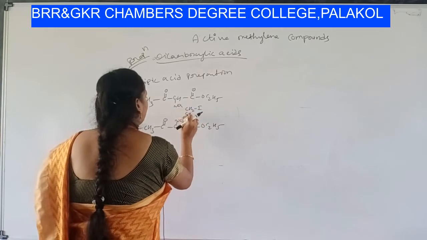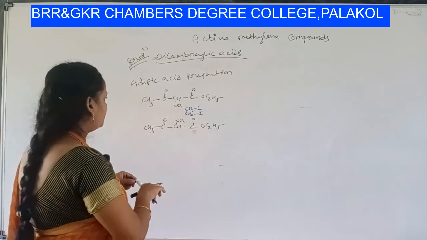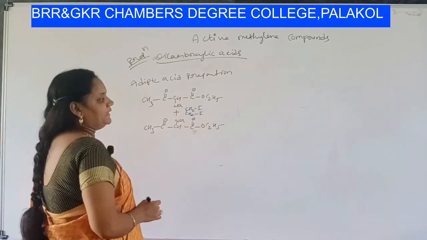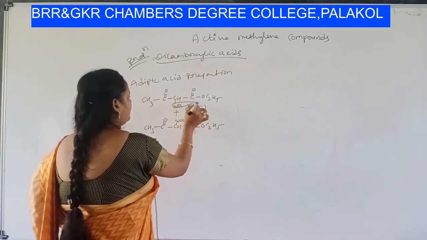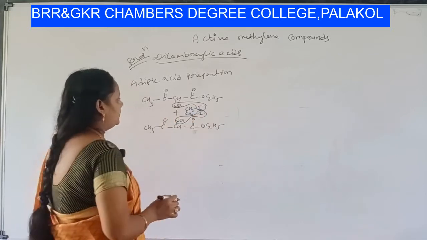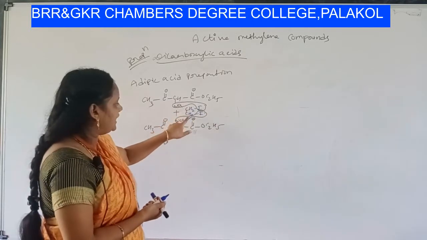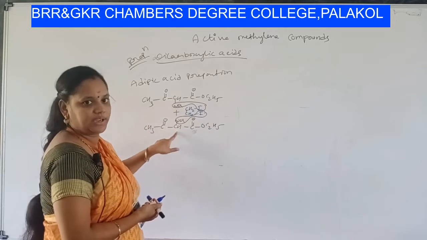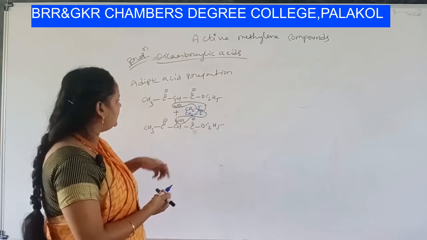CH2I and CH2I, ethylene iodide, so that you can clearly understand. For this 2 moles we are adding ethylene iodide, so NaI from here and NaI from here is removed. So what happens in this case? CH2 is added in between this CH and this CH. Okay? CH2 is added between this CH and this CH.